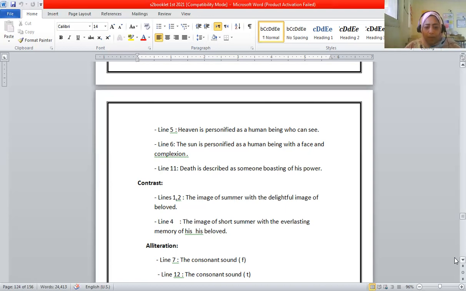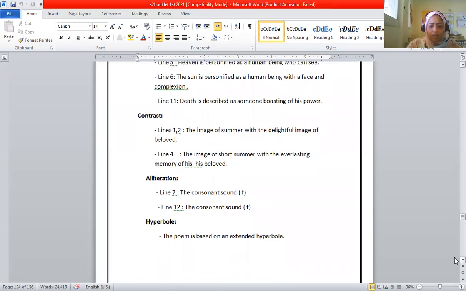In line 4, the image of short summer contrasts with the everlasting memory of his beloved. In line 4, "and summer's lease hath all too short a date." Okay, so here, summer.